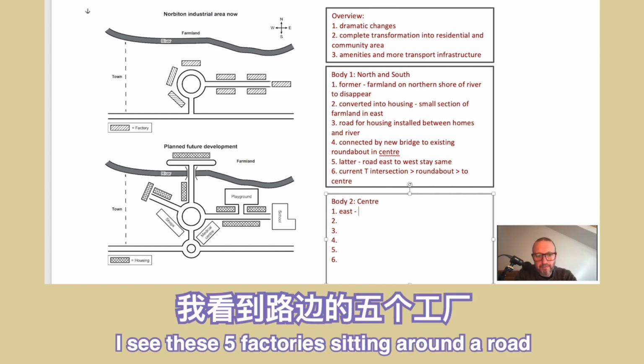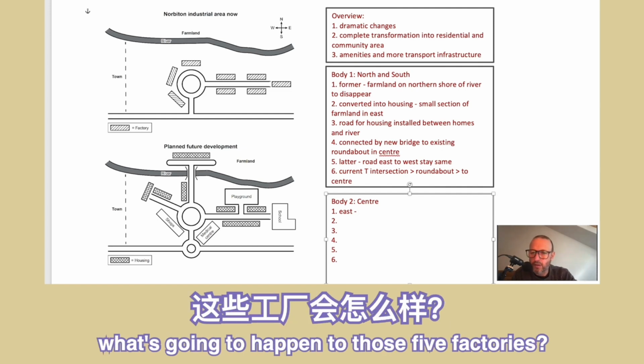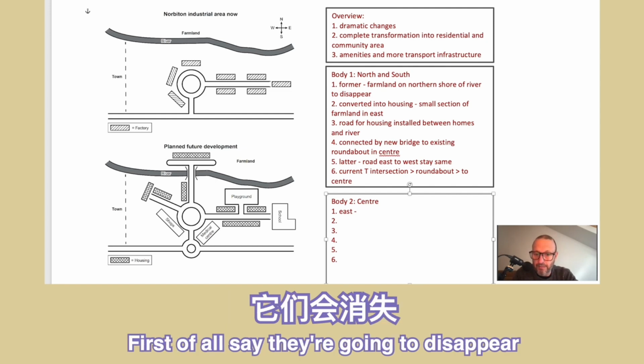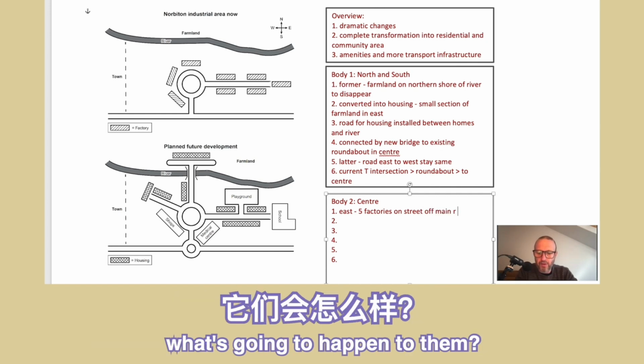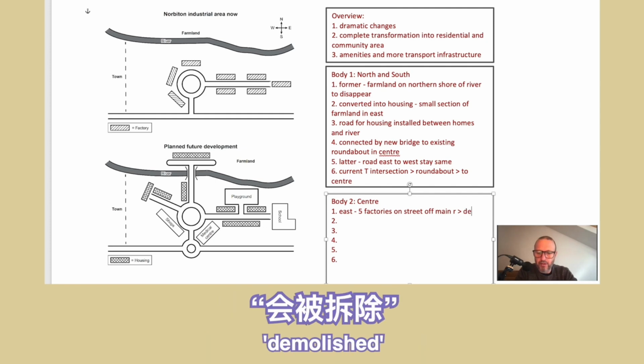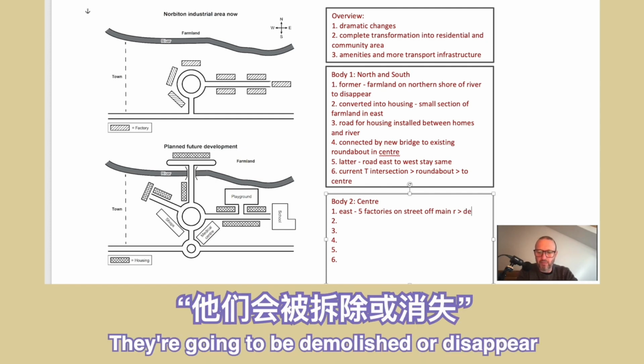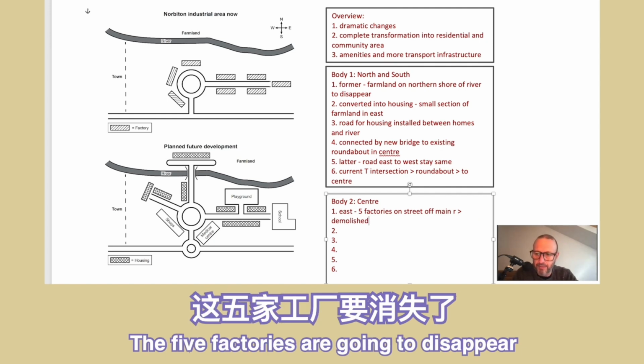Now, when I look at the east, I see these 5 factories sitting around a road. So what's going to happen to those 5 factories? Well, first of all, I'll say they're going to disappear. So 5 factories on the street off main roundabout. What's going to happen to them? Demolished. Okay, they're going to be demolished or disappear. So the 5 factories are going to disappear.